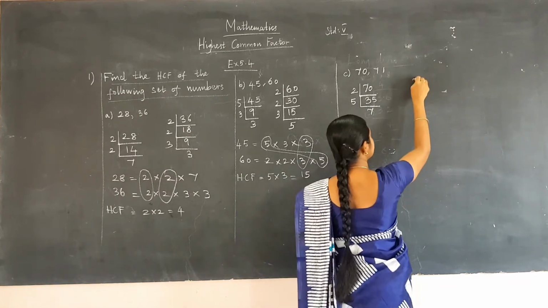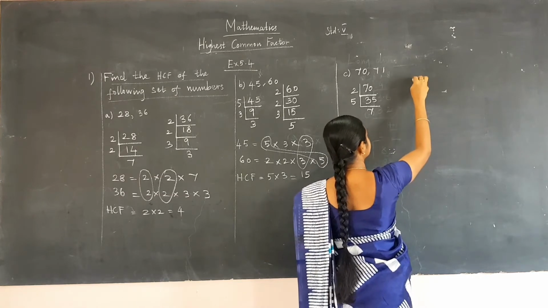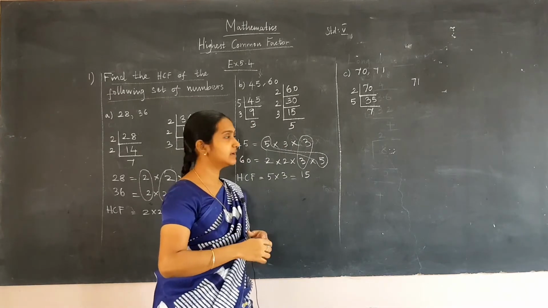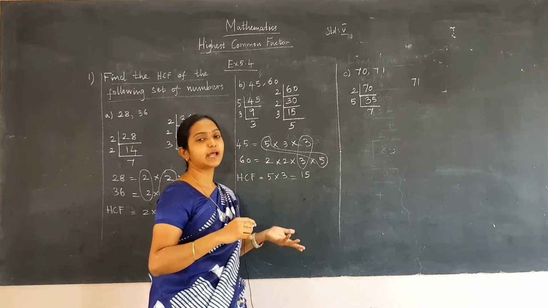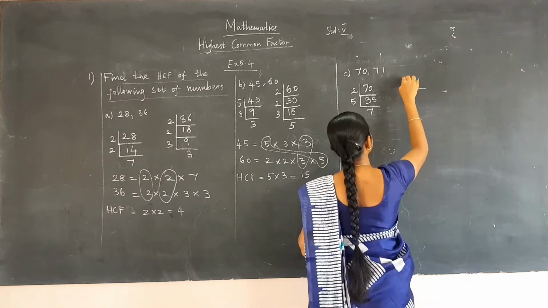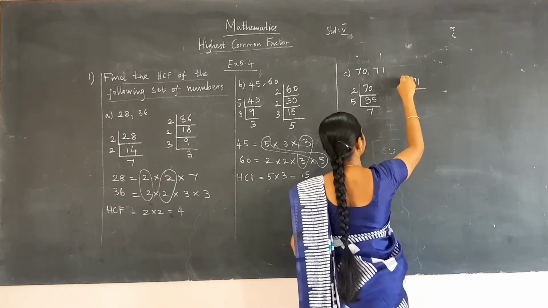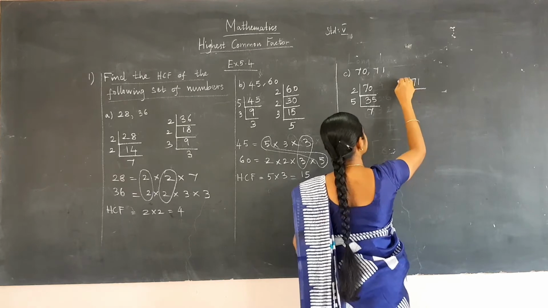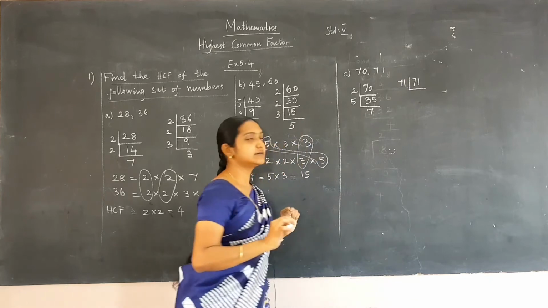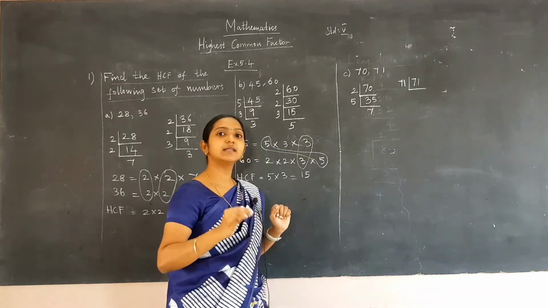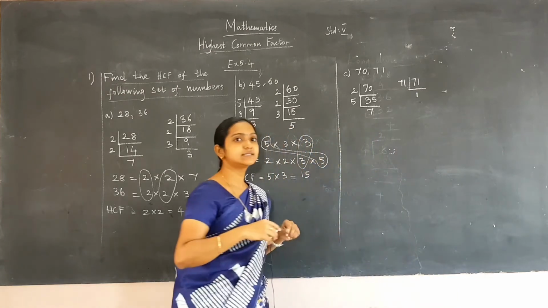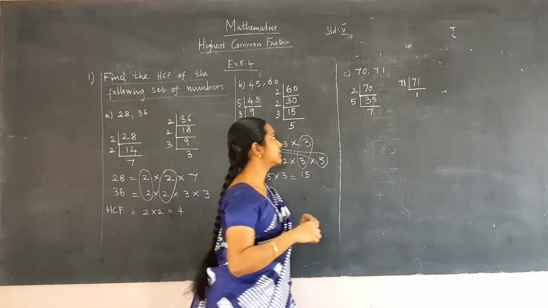Next we are going to factorize 71. 71 is a prime number. The number itself is a prime number. So we can factorize it with 71 only. The factors of 71 are 1 and 71 only, because it is a prime number.